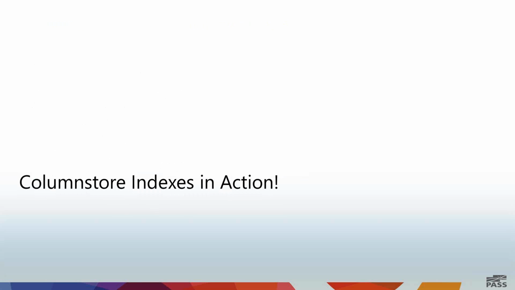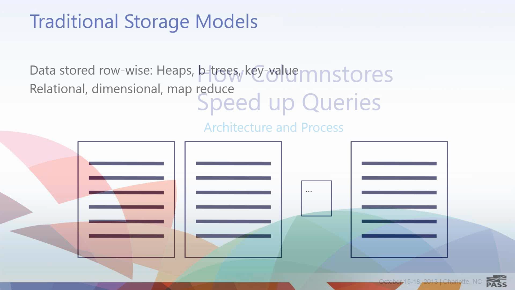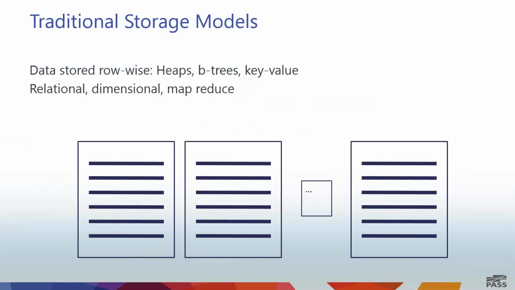Again, apologize. So let's go through and talk about how Columnstore speeds up queries, the architecture and the process. Let's talk about traditional storage models. Traditionally, we store data in row store, on pages, in heaps, with B-trees, in SQL Server. You can also do key-value pairs outside of SQL Server, but it tends to be very relational, dimensional data. But we're storing data row-wise traditionally.